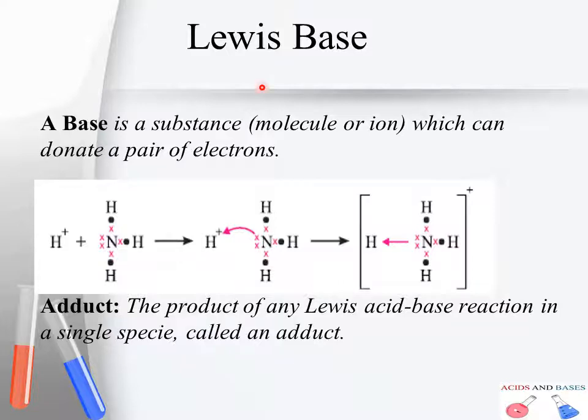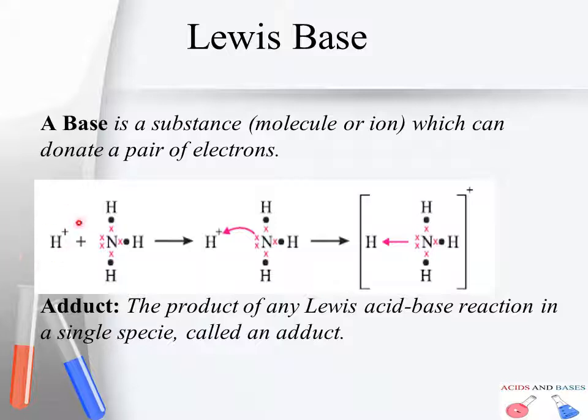In this slide, we will talk about Lewis base. A Lewis base is a substance, molecule or ion, which can donate a pair of electrons. As in this case, nitrogen in ammonia is acting as a Lewis base. Here it is donating its electrons to hydrogen.